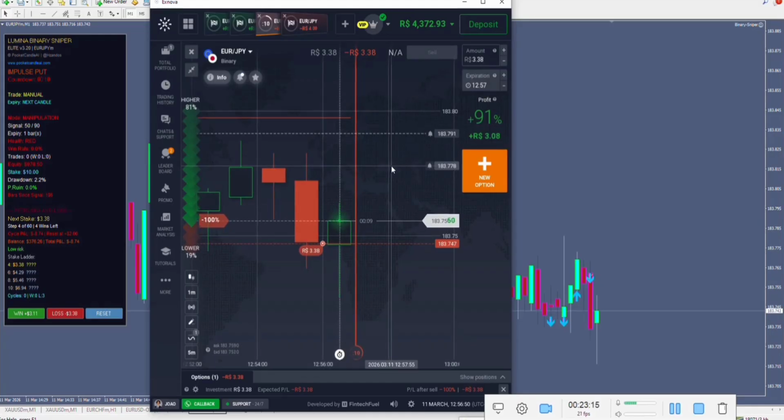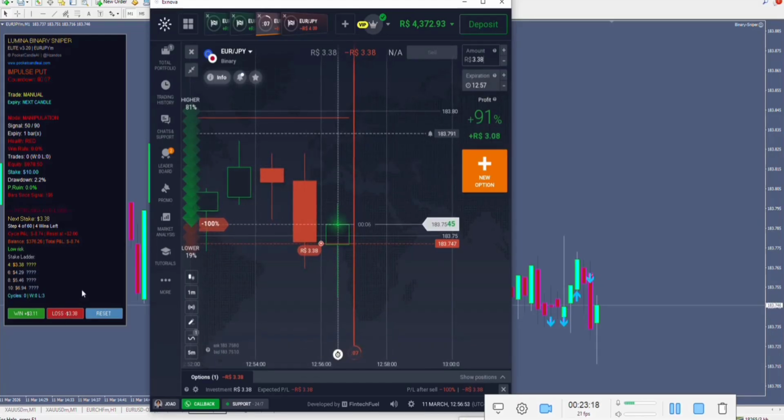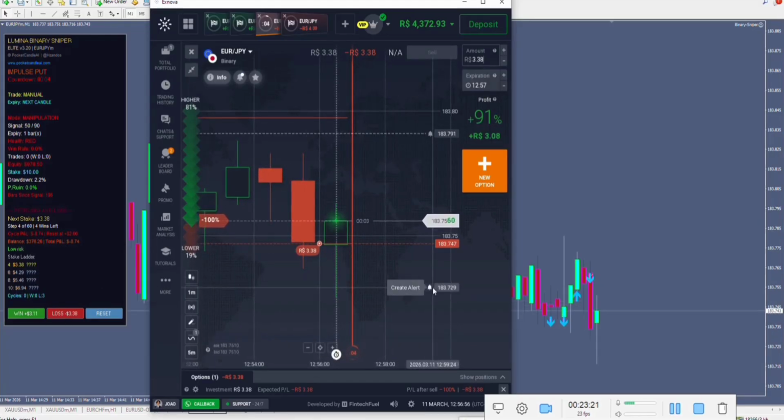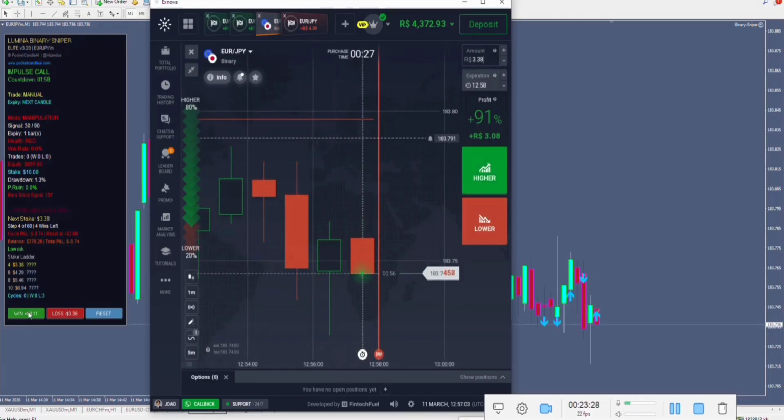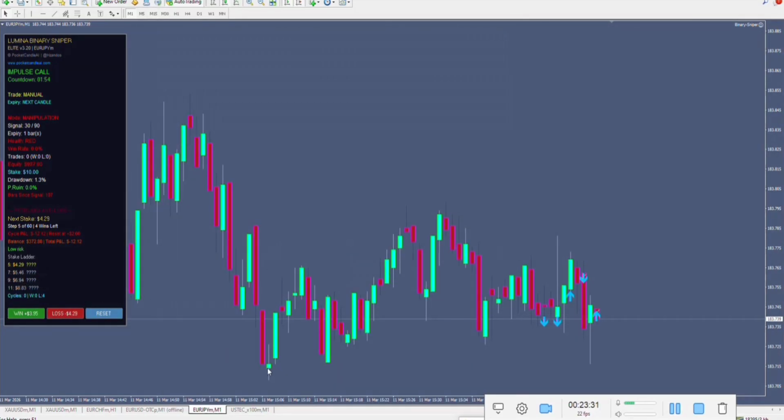Now, if you have your own indicator, you can still keep your own indicator and use this money management system. It's as simple as that. If you think you have a better indicator, you can have your indicator and still use this money management system. All right, so we lost that one. Next trade is 4.29.